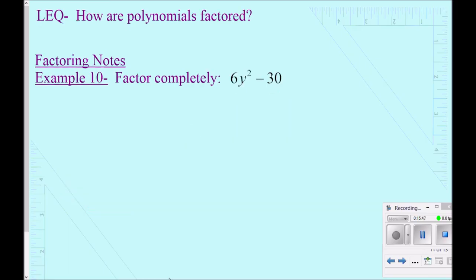And the last problem. So again, check for GCF. I see 6. Pull that out. I'm left with y squared minus 5. I see 2 terms and a minus sign. However, 5 is not a perfect square. Therefore, that is my final answer.